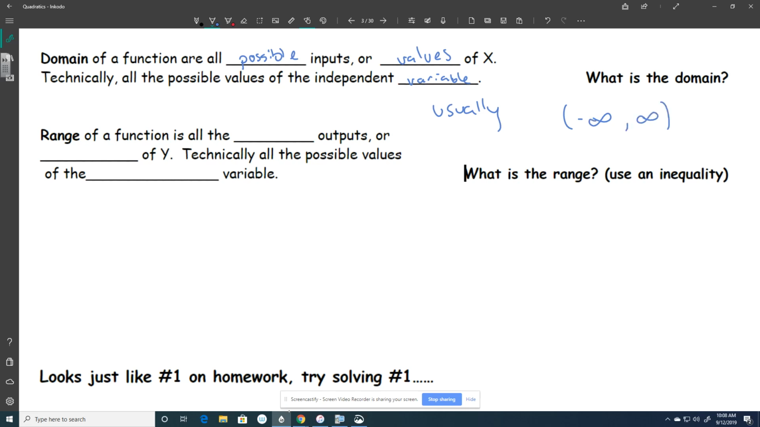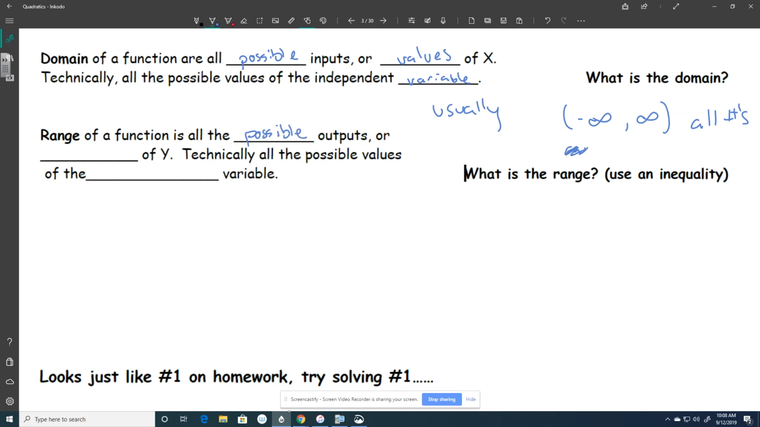Now, this isn't a point. This is a range of numbers. This says that starting from -infinity, it includes all of the numbers up to infinity. So basically, I can put all numbers in for x. That's my domain. Okay. Now, the range of a function is all of the possible outputs.